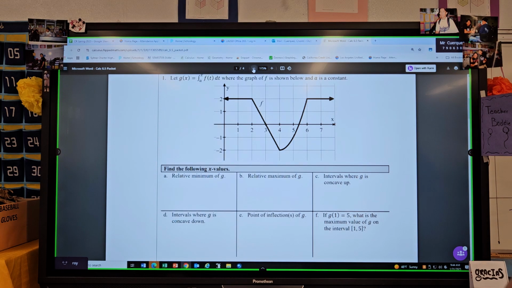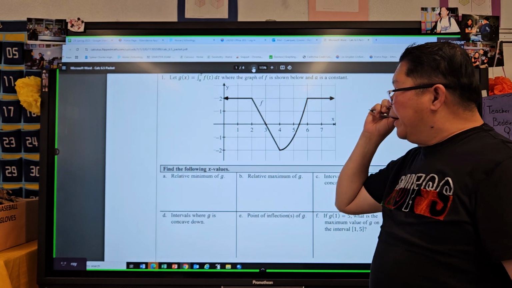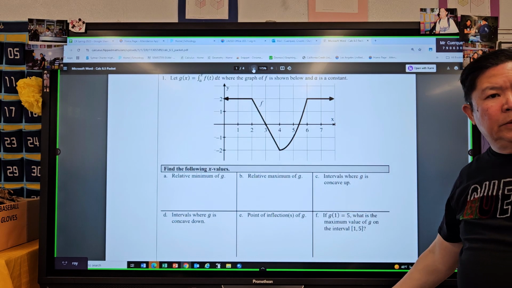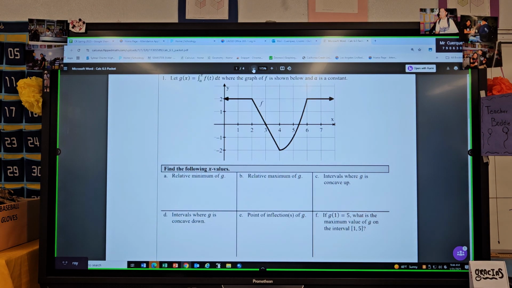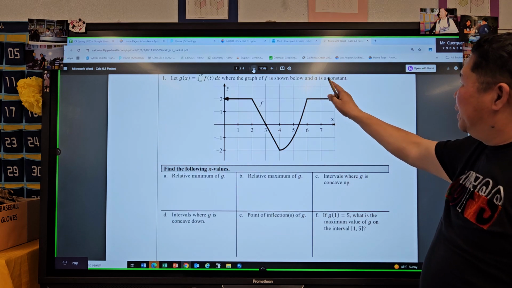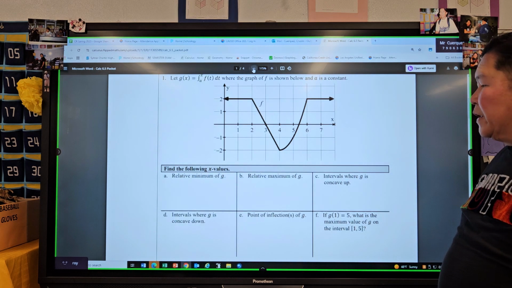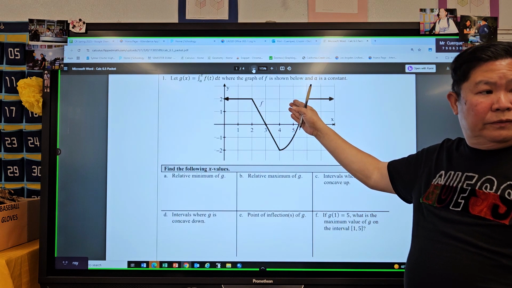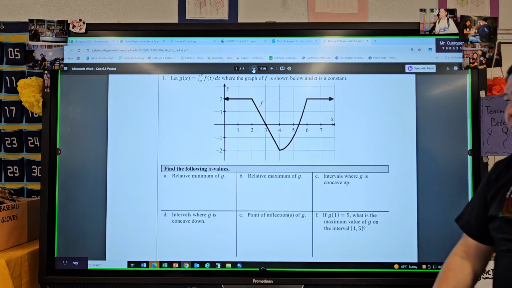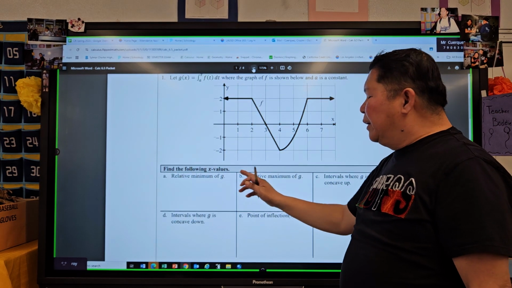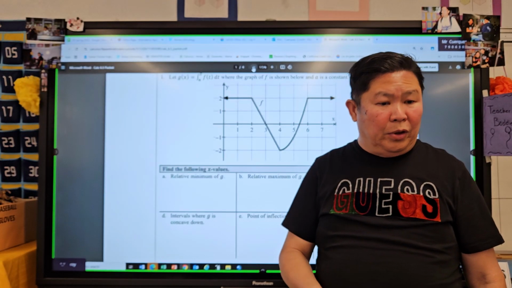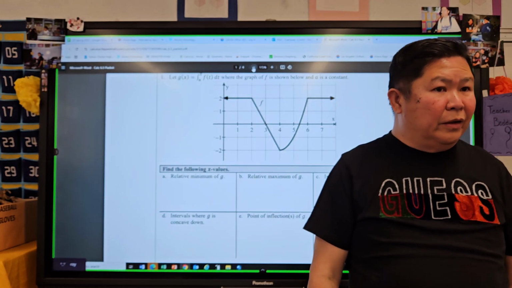So we have let g of x is equal to the integral from a to x of f(t) dt, where the graph of f is shown below and a is a constant. So this is the f graph, the function. So it says find the following x values. So I need you to refer to the table a while ago, okay?